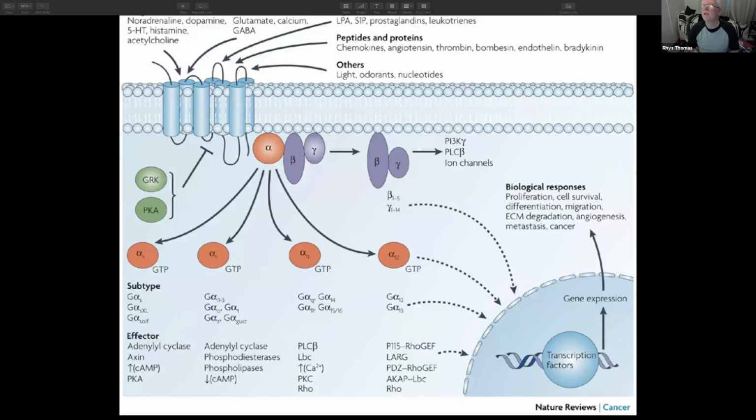And then what is it that switches off this signal? So you've got the alpha subunit with GTP bound going about happily activating all these downstream things. What eventually turns it off?